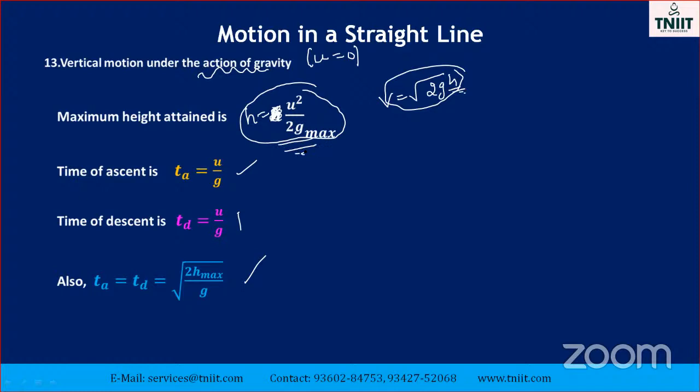So please remember, whenever the particle is moving under the action of gravity, what is the height? u squared by 2g. What is the time of ascent or time of descent? It is u by g. What is the time taken in terms of height? It is root of 2h by g. So I hope I have derived all these formulas in the vertical motion. So these are the equations of motion.